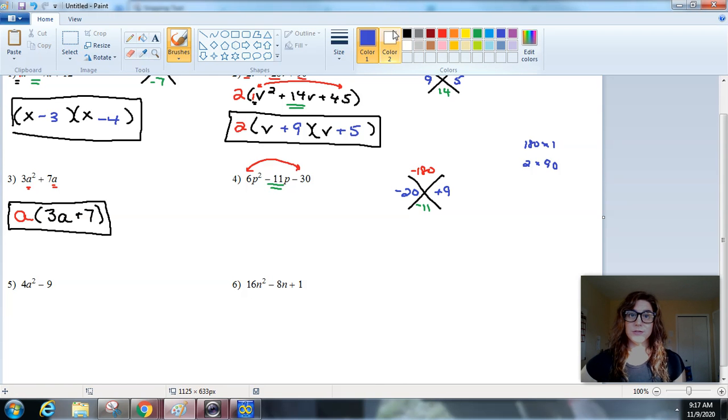Okay, so now in this case, because this is not a 1, I got to do some extra work. I have to bring grouping involved. So you drop the first term and the last term. So the 6p squared, the negative 30, and then the factors that I found get put in the middle. So I split this negative 11 into those two. From here, I'm going to group it. First two, last two.